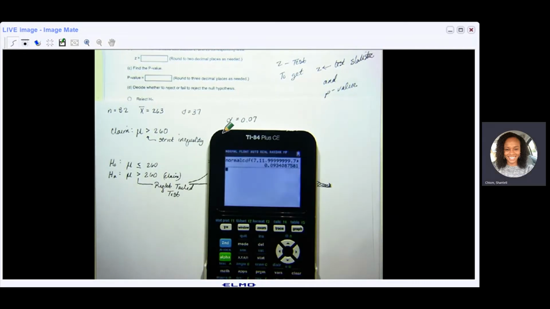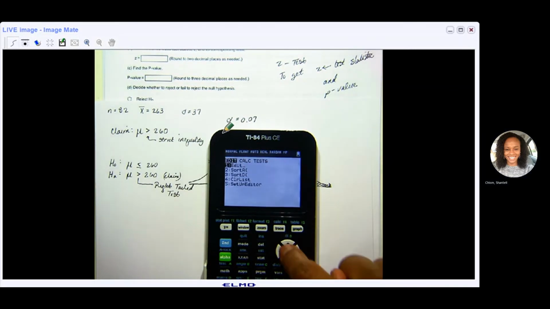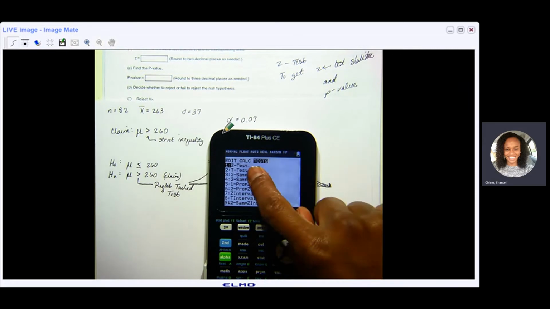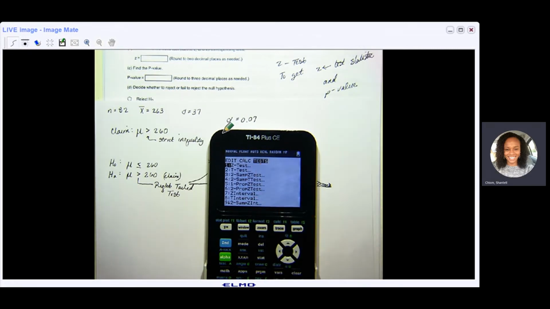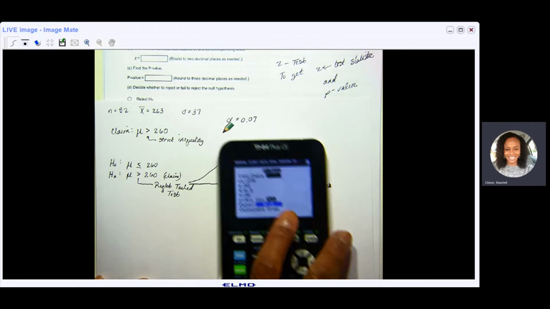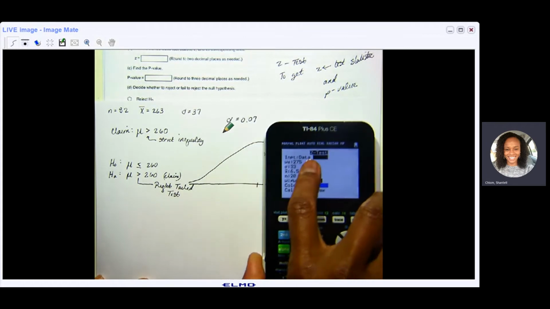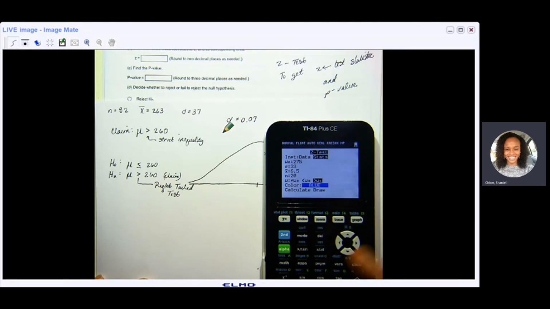So we're going to use the z-test. And how do we pull up the z-test? You press stat and you go over to test, and it's the first one. That's the one we're using. Now you have options here. Do you want to enter in the data, which means you have all the data entries and you have to put them into a list?